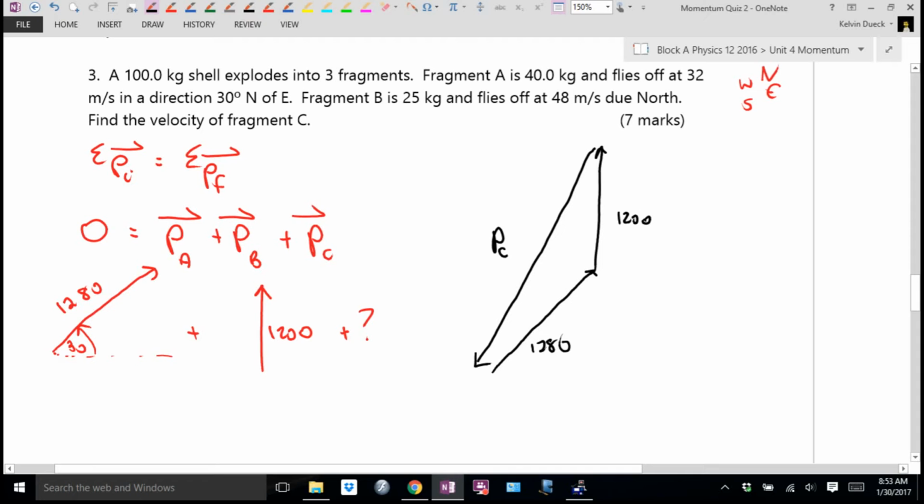Now I need to get an angle. This is really the tricky part, I think, in this question. Well, I know this angle is 30 degrees.